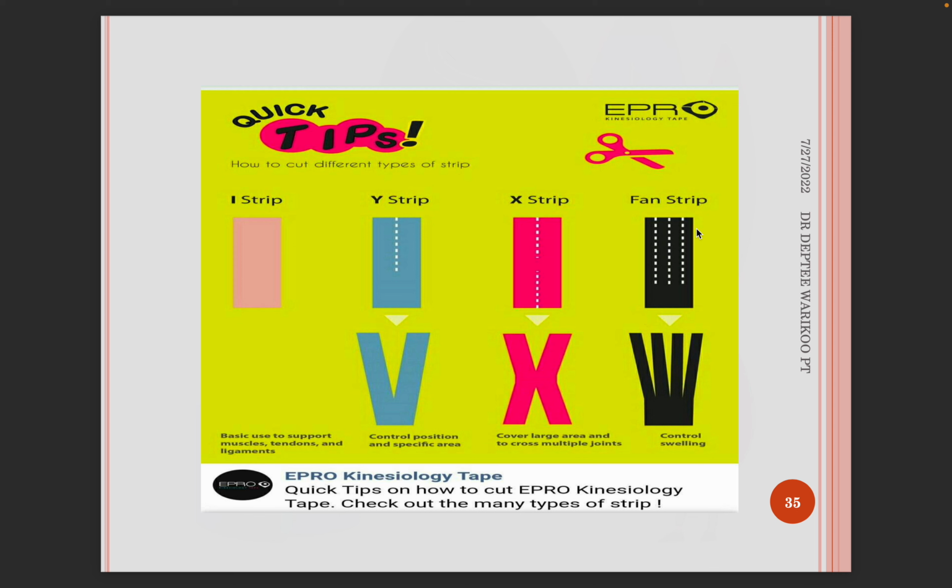Now, one I strip, again I am telling, make the edges round. Edges should not be angular. Make the edges round and then give three cuts with the scissor. And you can pull the strips in all the directions of pull and have a fan shape stirrup. So we have the I stirrup, Y stirrup, X stirrup and a fan shape stirrup.